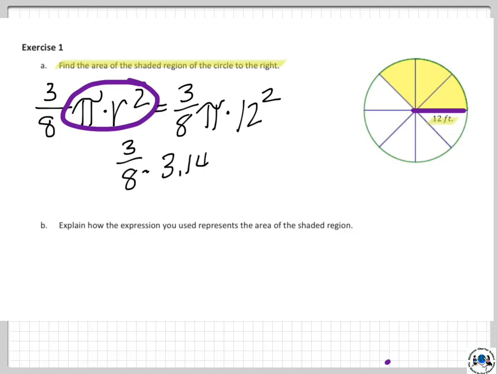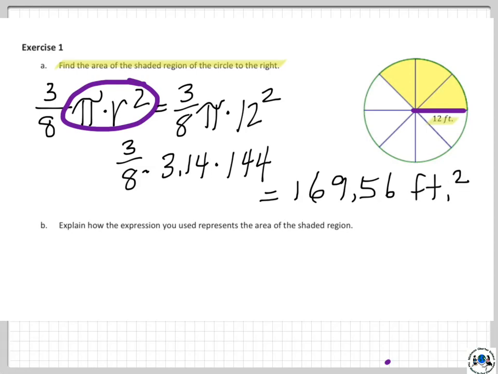Continuing forward, go ahead and apply the rounded value of pi. So 3/8 times 3.14 times 144. Go ahead and do that, and I get 169.56, with a decimal point right there, 0.56 square feet. Okay, square feet.